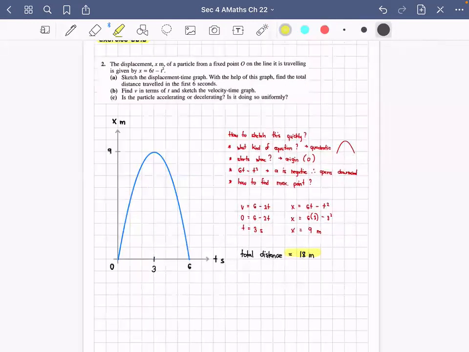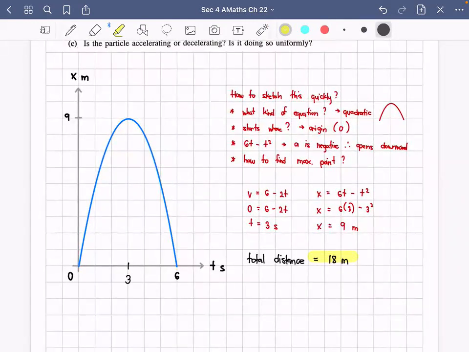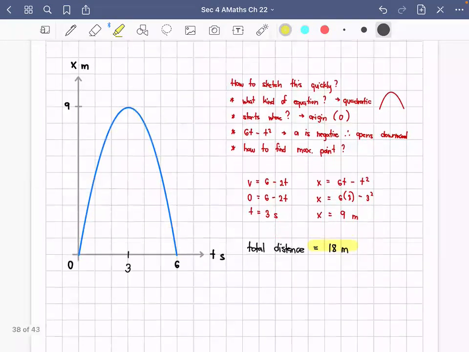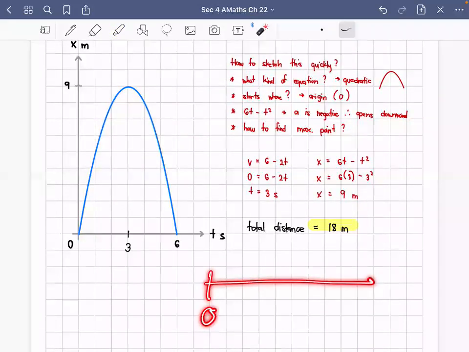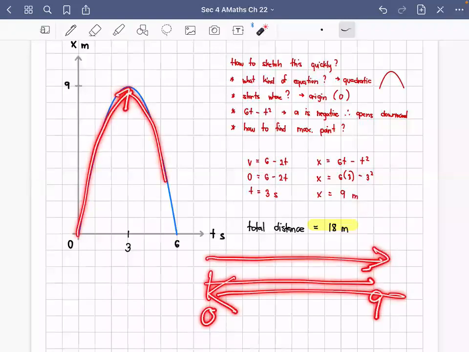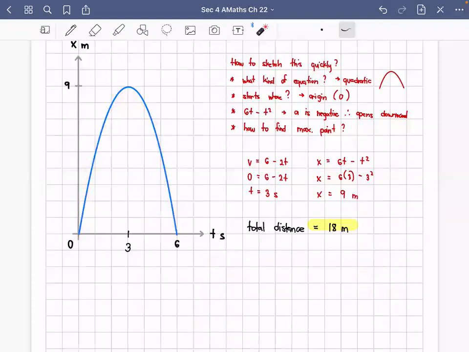meters. Now, if you're going to draw this on a straight line graph like this, this is 0, and this is 9, right? So it went up, and then it went back down. So basically that's 18 meters. 9 plus 9, so that's 18. Okay. So that's letter A.